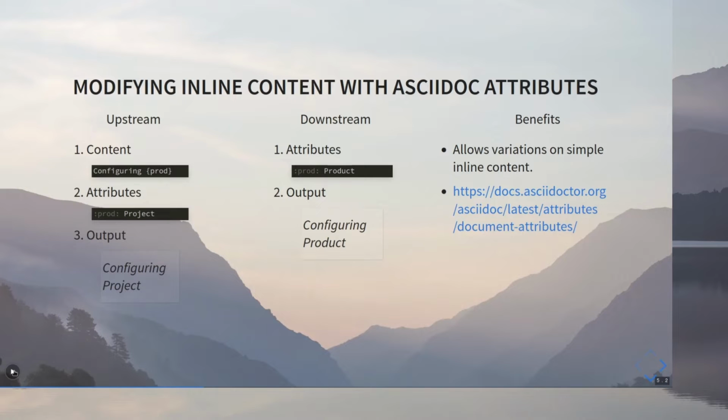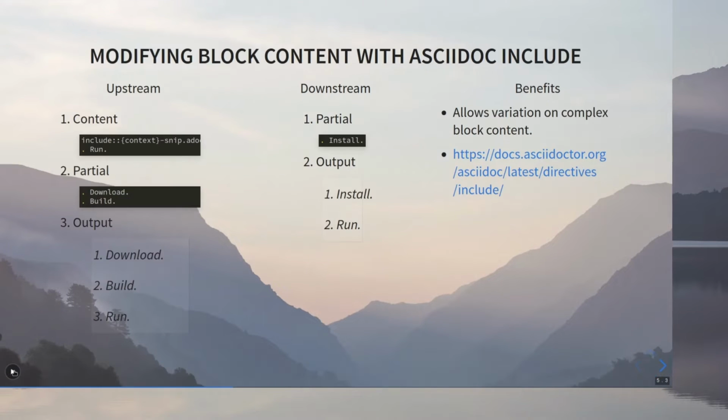Then with AsciiDoc, you can also have content written only once, and then the file that you include, you have the file for upstream, the file for downstream. So what's important to see in this slide and the previous one is that we have different outputs upstream and downstream, and in downstream we have as little code or content as possible.